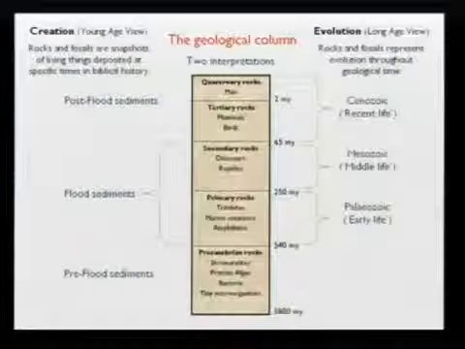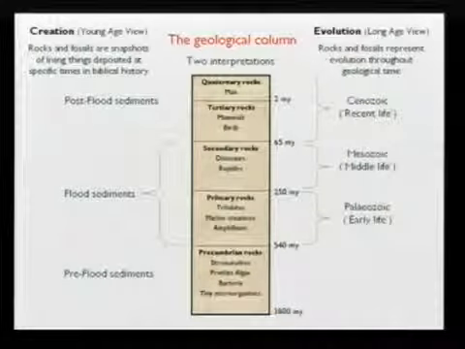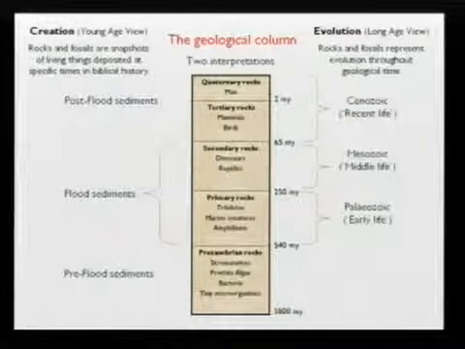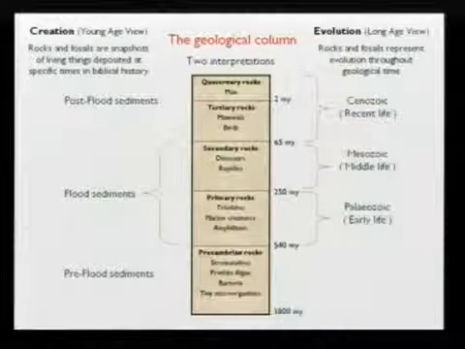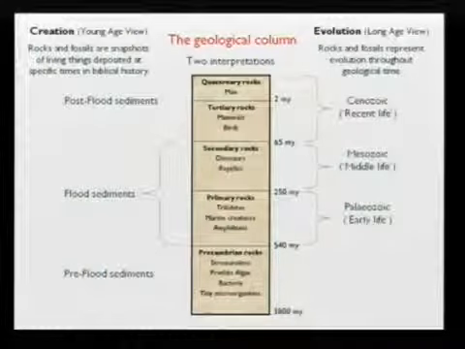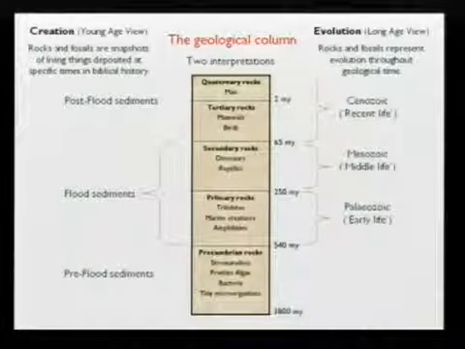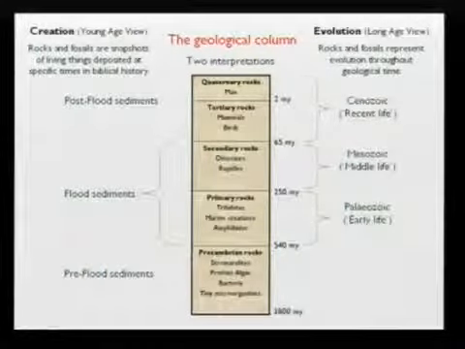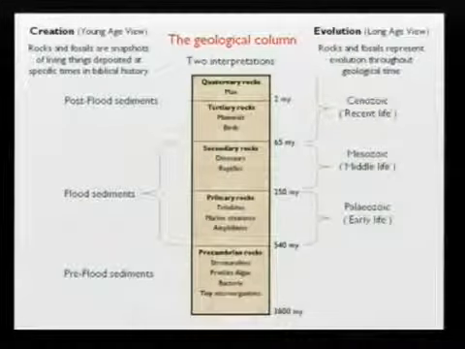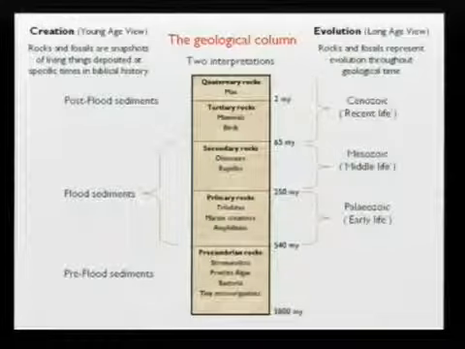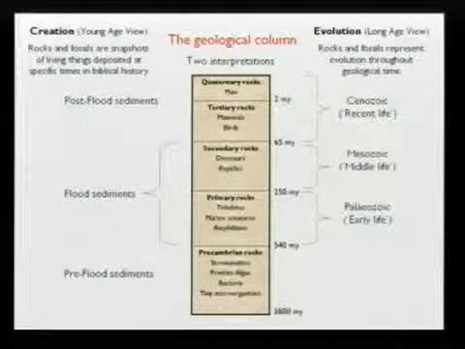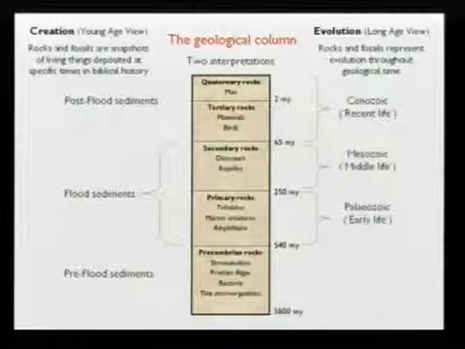However, on the left of this diagram, we see the alternative view, or one alternative view, the creation or the young age interpretation of the geological record. While the uniformitarian geologist adopts the idea that the present is the key to the past, the biblical creationist sees the rocks and fossils instead as snapshots of depositional events at specific times in biblical history.